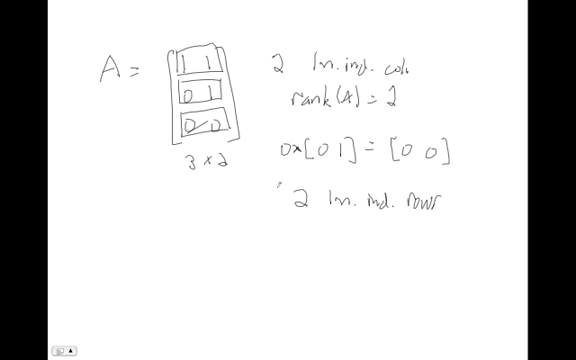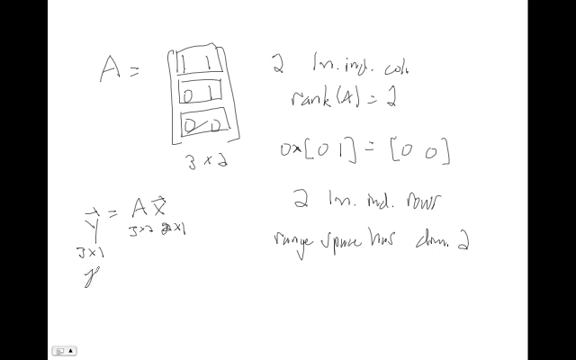And if you ever get a different number of linearly independent rows from linearly independent columns, then you've made some mistake. And so this is the rank of A. The rank of A is also the dimension of the range space. So if I'm looking at y equals A times x, where A in this case is a 3 by 2 matrix, x is a 2 by 1 vector, and y is a 3 by 1 vector, I know that the range space has dimension 2.